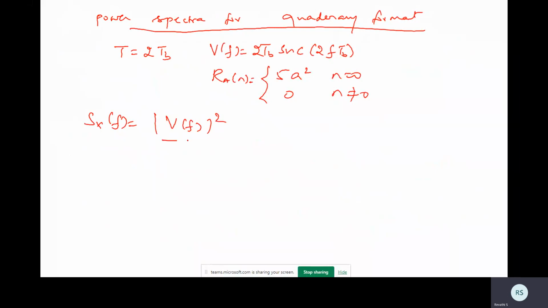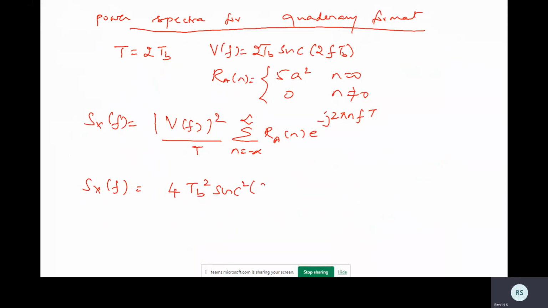Sx of f is nothing but V of f modulus the whole square by t summation n equal to minus infinity plus infinity RA of n e power minus j 2 pi n f t. So here again n is equal to 0 alone you have value. In the denominator you will apply 2 tb. So Sx of f is now nothing but modulus of V of f the whole square, which gives you 4 tb square sinc square of 2 f tb in the numerator and 4 tb square in the denominator, because 2 tb, if you multiply 2 tb you will get 4 tb the whole square in the denominator. This entire thing multiplied by n equal to 0 alone you have value, which is 5a square.